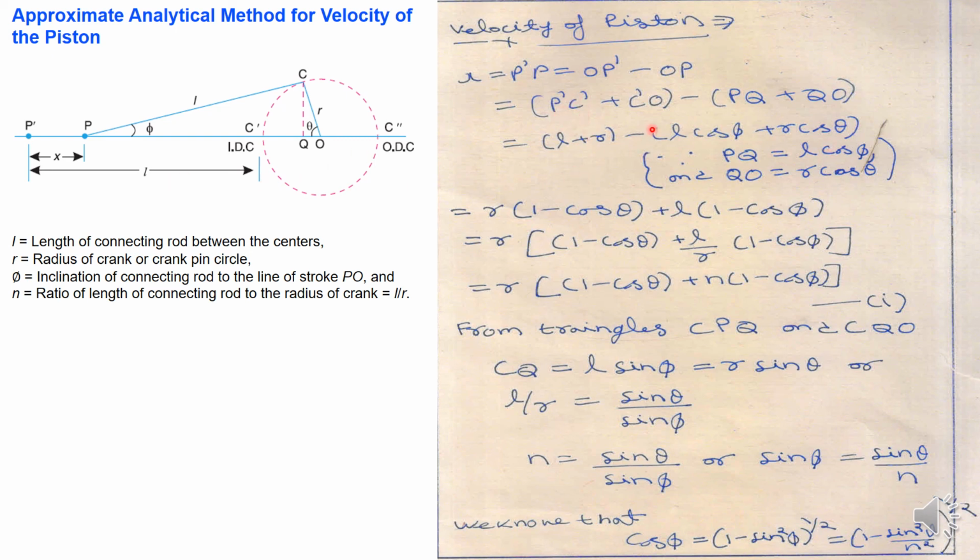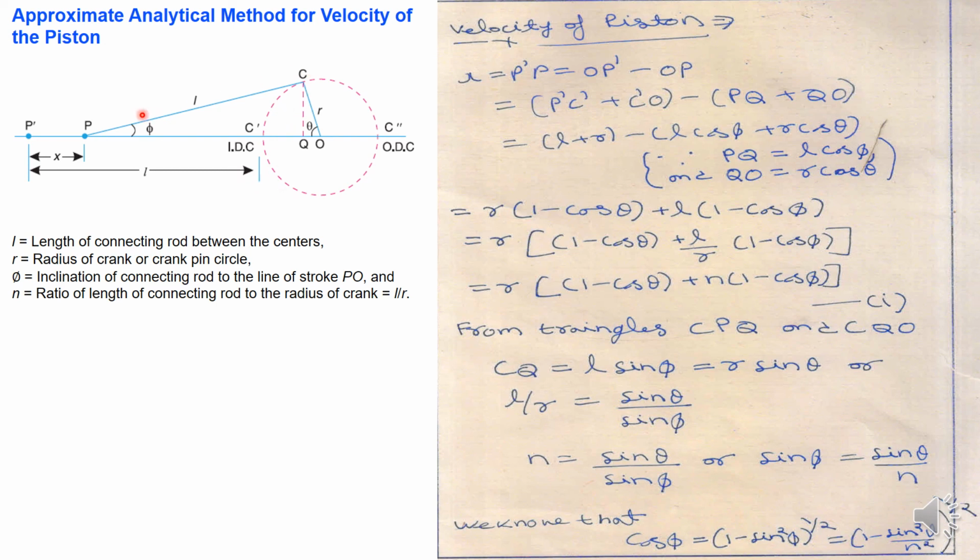Now the value of P'C' from this figure is L, and C'O is r, so L plus r, minus L, since PQ is L cos phi and QO is r cos theta, from this figure. After simplifying, x is equal to r(1 minus cos theta) plus L(1 minus cos phi). Taking r common, x is equal to r(1 minus cos theta) plus L by r (1 minus cos phi), and this L by r is converted to n. This is equation number 1.